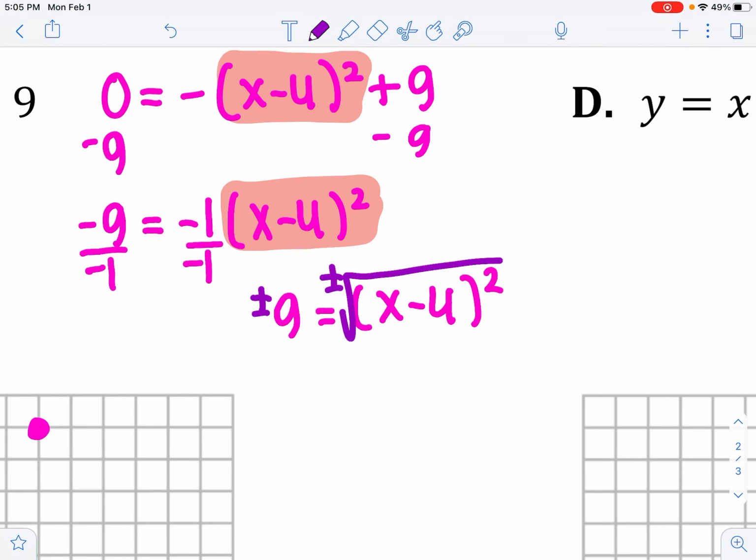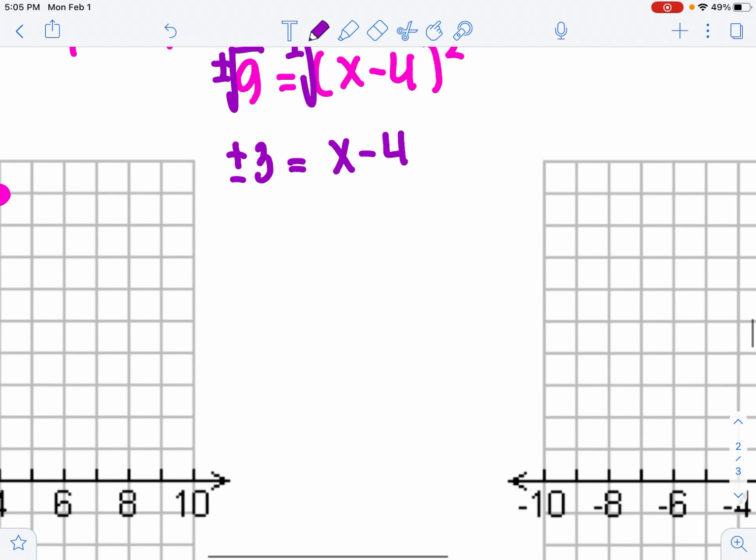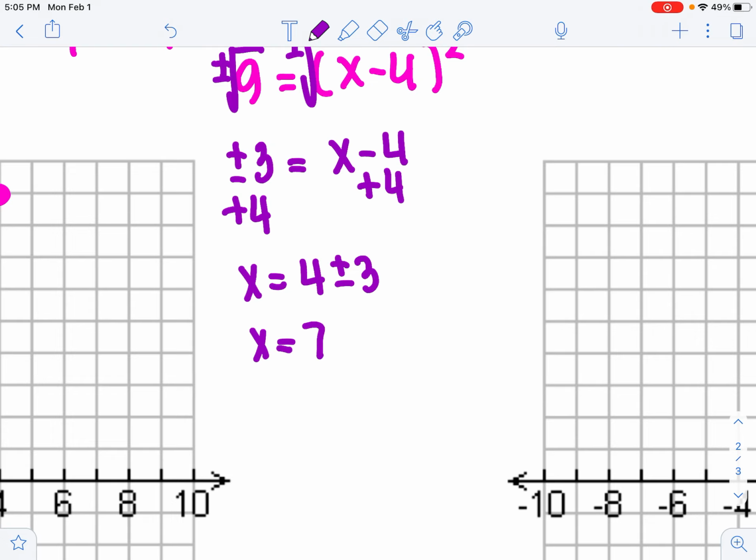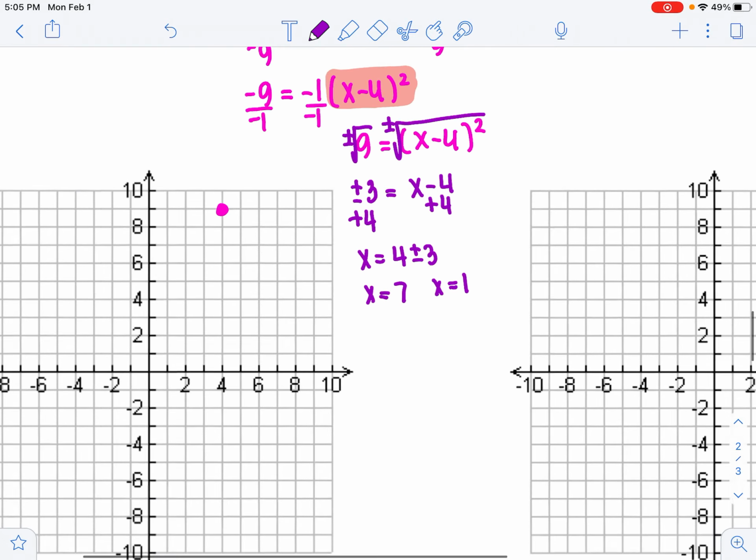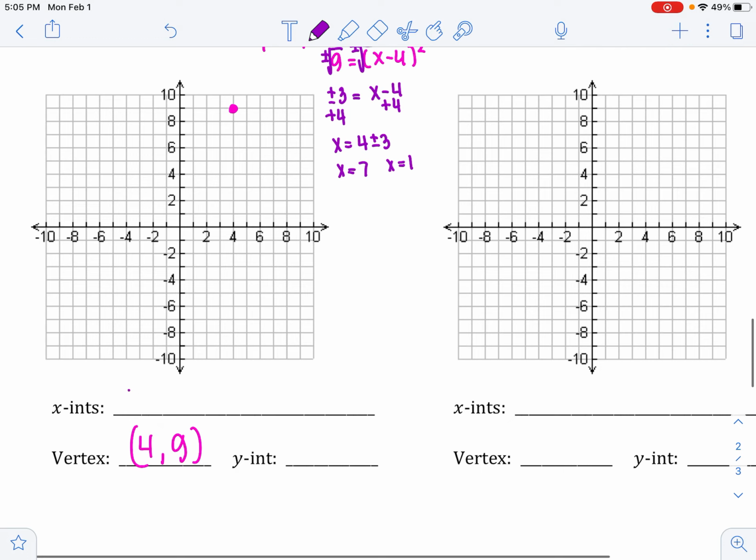Now I can get rid of that square by square rooting. Don't forget plus or minus. So I have positive and negative 3 is equal to x minus 4. And then I can add 4 to both sides. So I have x equals 4 plus and minus 3. 4 plus 3 is 7. 4 minus 3 is 1. So I have two x-intercepts, 7, 0, and 1, 0.